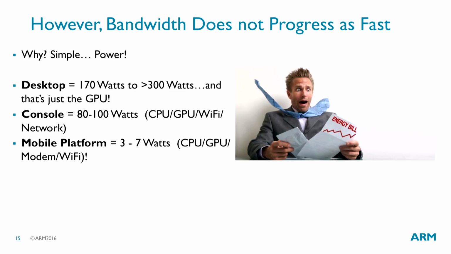However, there's the bandwidth, and the bandwidth doesn't progress that fast. And why? Because this means power consumption. It does progress, but not as fast as the computing power. And as you can see, the mobile platforms use about 3 to 7 watts. And if you compare to desktops and consoles, that's nothing. It's quite impressive what you can achieve in such a tiny, low-power device.